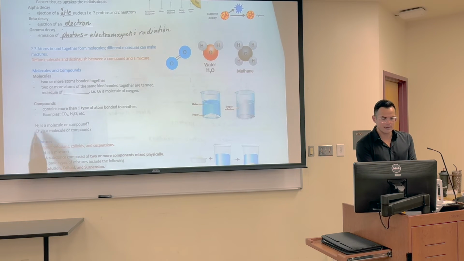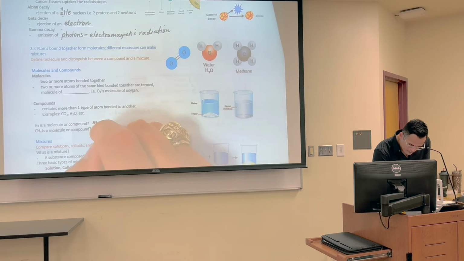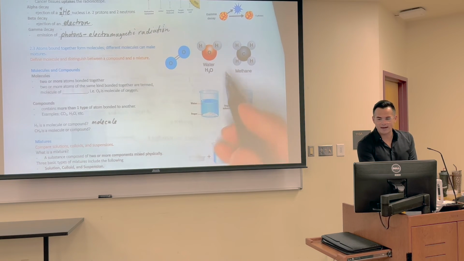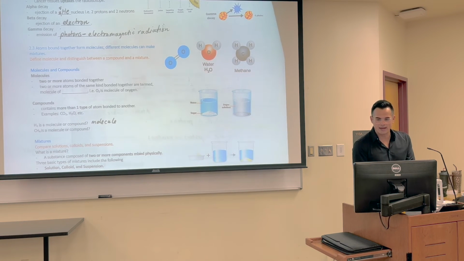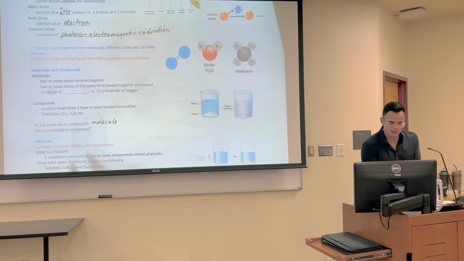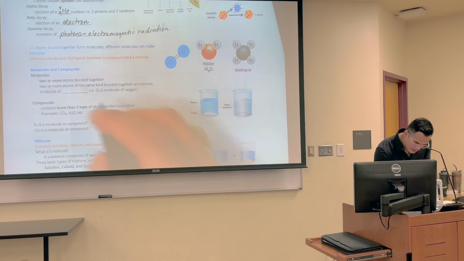So we look at this hydrogen gas, is that a molecule or a compound? Molecule, they're both the same. The same atom is going to be bonded together. If we look at methane over here, we've got more than one type, carbon, and then 4 of these hydrogen atoms. Same thing with water here. So this is going to be a compound.